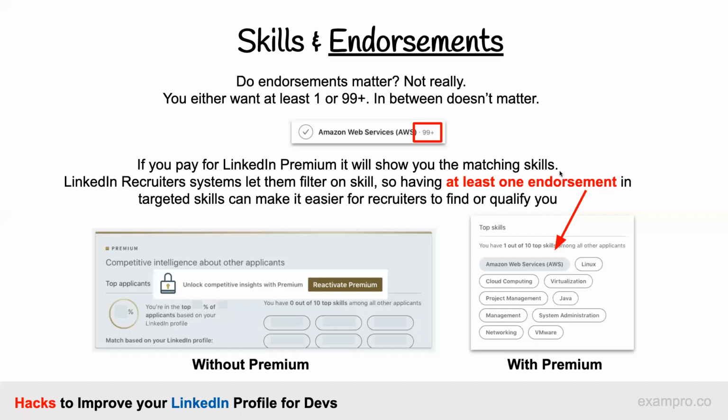To me, this is all superficial stuff, but some recruiters and employers take the tooling of LinkedIn very seriously. And it's hard to say who does and who doesn't, right?